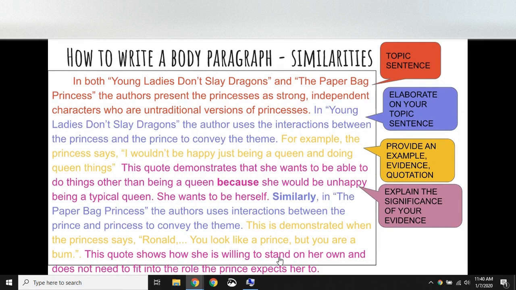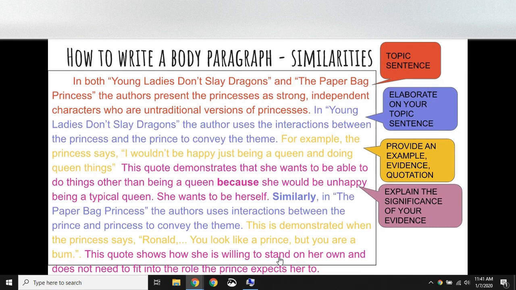In both Young Ladies Don't Slay Dragons and The Paper Bag Princess, the authors present the princesses as strong, independent characters who are untraditional versions of princesses. That's the topic sentence, which means in this body paragraph, I had to explain to you how the authors present those princesses as being strong and independent and untraditional. They're not Cinderella type princesses where they're looking to get pretty and waiting for a prince or somebody to come and save them. They save themselves, right? And that's not traditional.